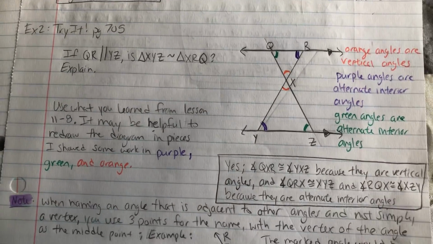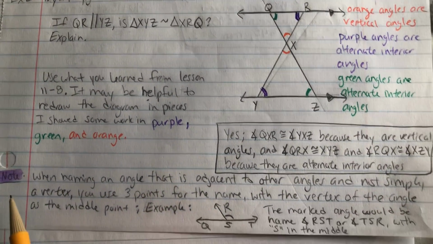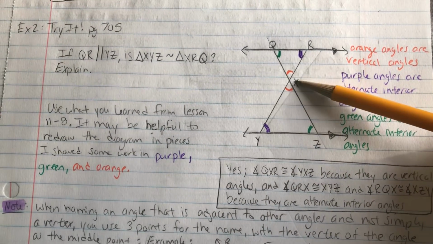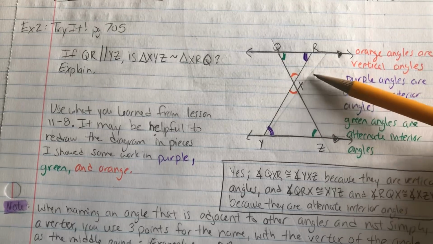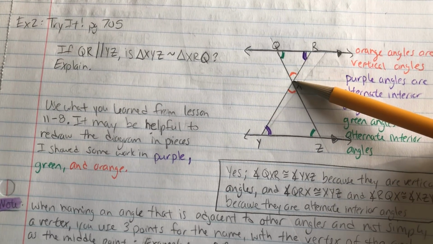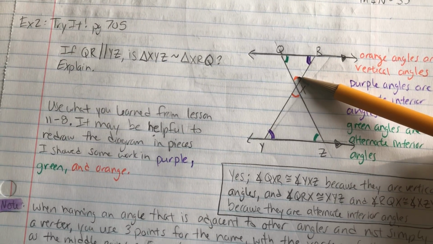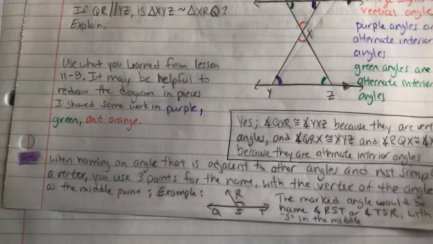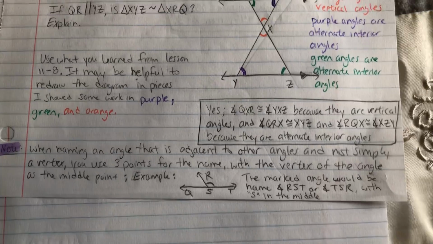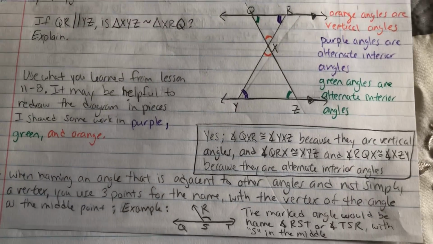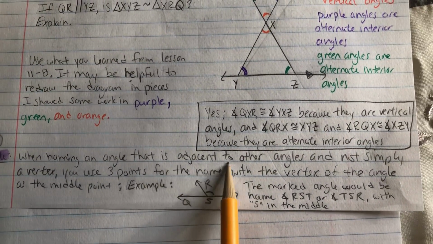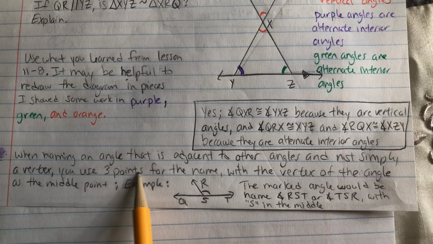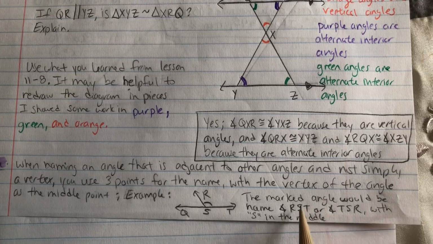Before we start example 2, I'm actually going to go down to this note that I've added. Here we have two separate triangles, but notice that in this section right here, we call this X, but we can't call this angle X and this angle X because those are two separate angles. So we have to be a little bit more specific when we measure and name angles that have multiple angles involved. So when naming an angle that is adjacent to another angle and not simply a vertex, you have to use the 3 points for the name. The vertex has to be in the middle.